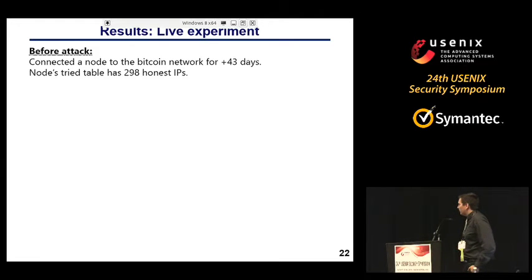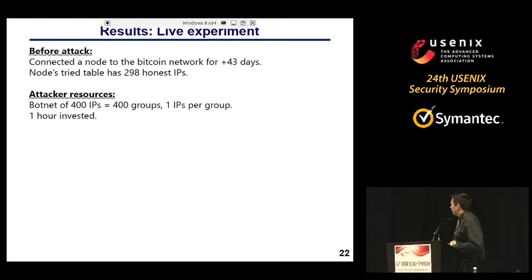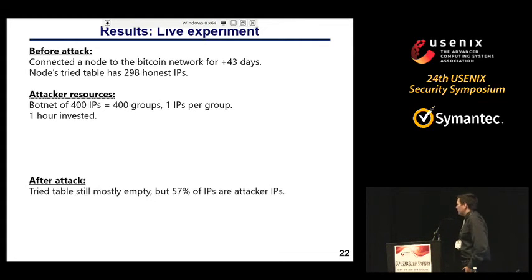So the second experiment we ran, we wanted to see how this would work against a realistic non-worst case node. So we had some Bitcoin nodes. We connected them to the network for about 43 plus days. The node that we're going to look at had a tried table of around 300 honest IPs, so it was not full at all. Based on this, we determined a botnet of around 400 IPs should be sufficient, investing 1 hour. And while the tried table was still empty at the attack, after the attack, a majority of the IPs were attacker IPs.